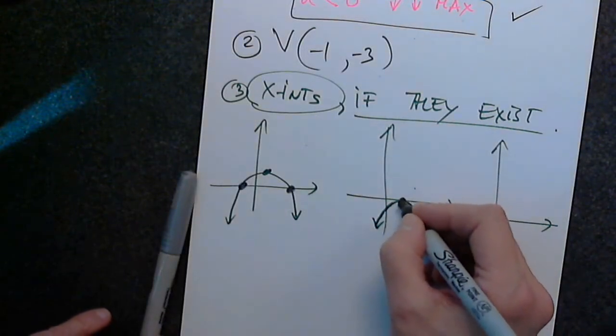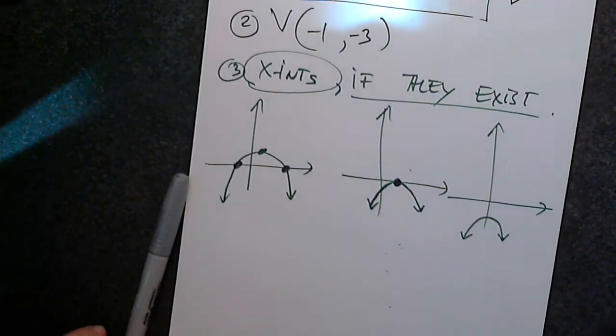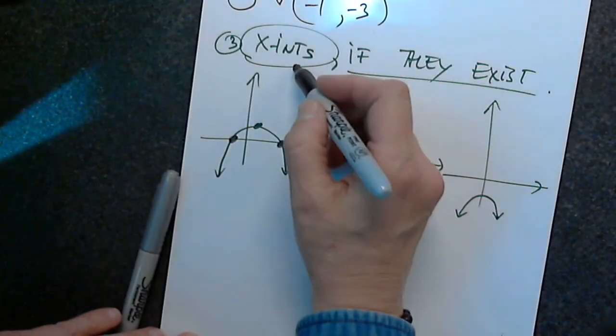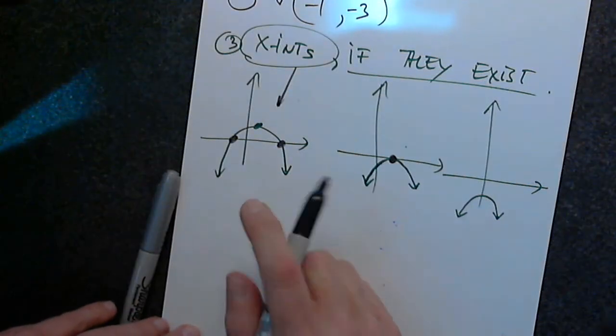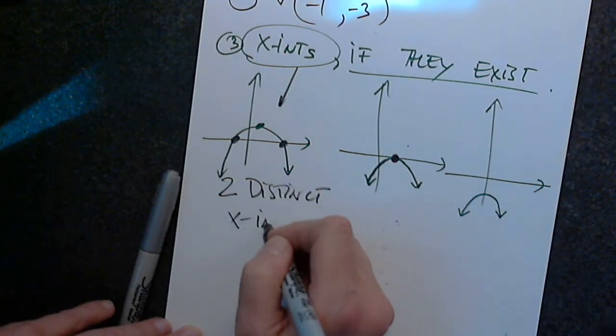Does this graph cross the x-axis? Yes, in only one point. We should say it's tangent. I wouldn't say it crosses because it doesn't go to the other side, but it's sufficient. Does this graph cross the x-axis or touch the x-axis? No. So how many x-intercepts, if this is our case, will we find? Excellent. 2 distinct x-intercepts.